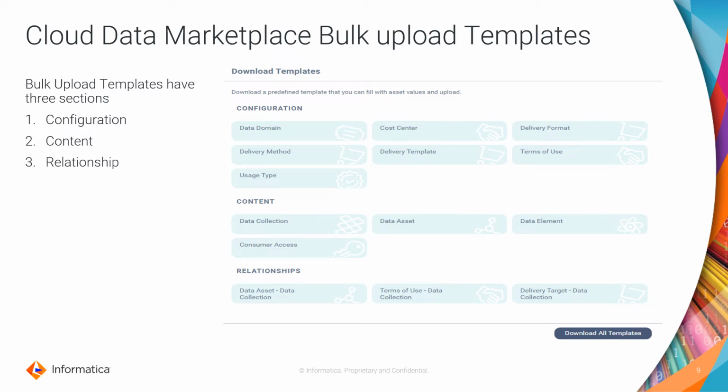CDMP has options to bulk upload for pretty much all types of contents and relationships. As you can see, there are three sections for configuration, content, and relationships accordingly. Some mandatory relationships must be defined as part of the bulk upload template itself. However, other optional relationships of contents can be created using relationship templates afterwards. One can download all these templates and fill in data values for the contents they would like to create in CDMP to kickstart.